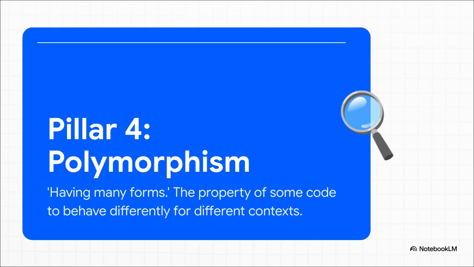And finally, we have polymorphism. Now, this one sounds super complicated, but the name literally just means many forms. It's the idea that a single command can have totally different outcomes depending on the object it's acting on. So if you tell a car object to start engine, it might make a vroom sound. But if you tell a bus object to do that exact same start engine command, it might make a loud rumble. Same action, completely different behaviors.